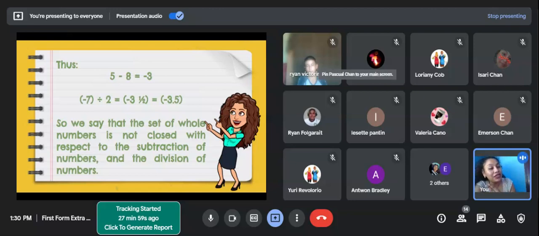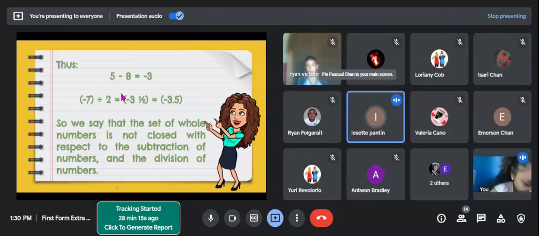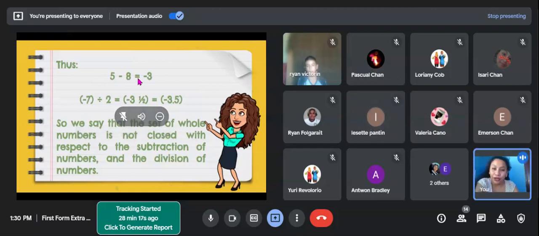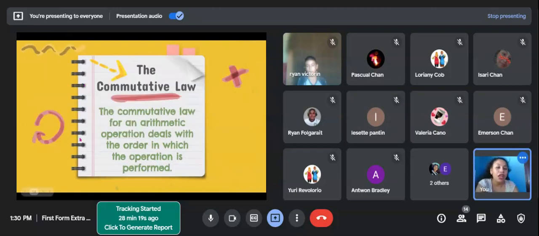So what are the two operations that cannot be closed? Division and subtraction cannot be closed. So which ones can be closed? Addition and multiplication. Very good. The commutative law.